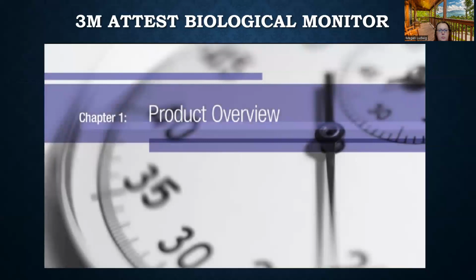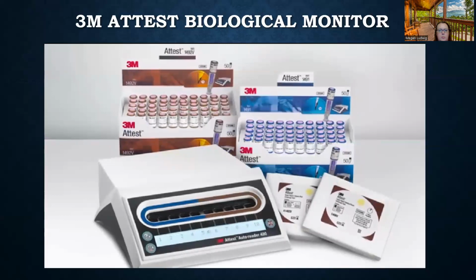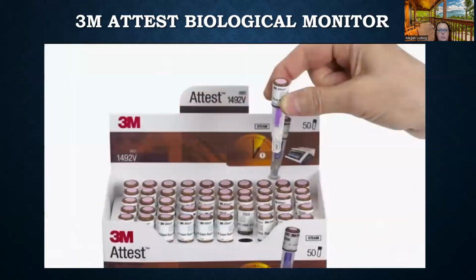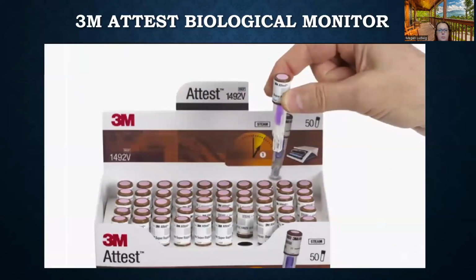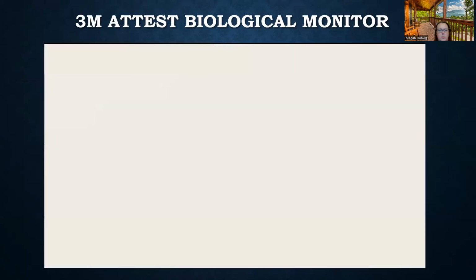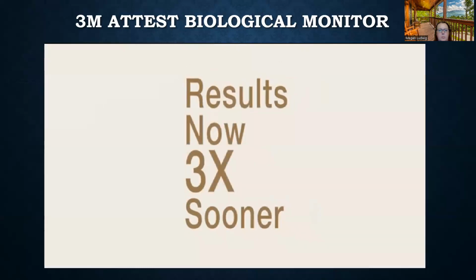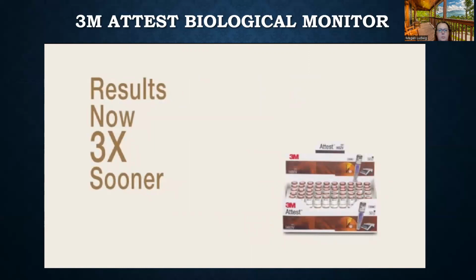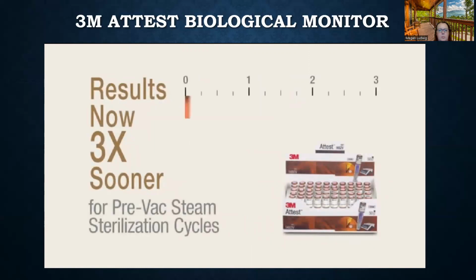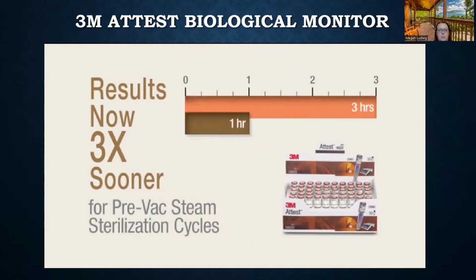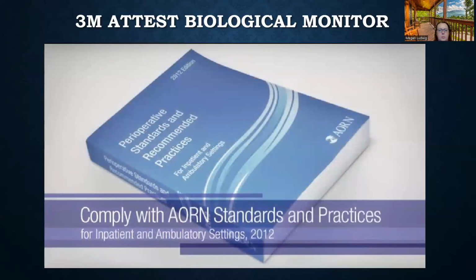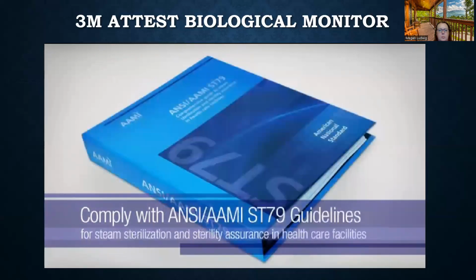The 3M Attest Super Rapid Readout Biological Indicator System is a super fast, reliable way to monitor steam sterilization processes in healthcare facilities. Attest Super Rapid Biological Indicators, or BIs, dramatically decrease turnaround time by providing true biological results faster than ever before. 270 degree Fahrenheit vacuum-assisted BI incubation time is just 1 hour instead of 3. Faster turnarounds make it easier to comply with sterilization guidelines, which helps you provide the highest standard of care for every patient.